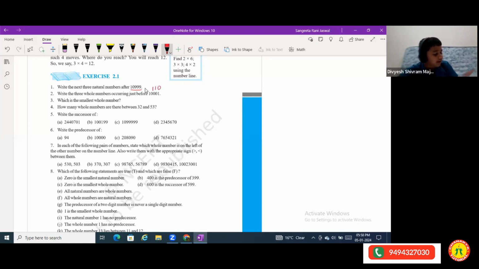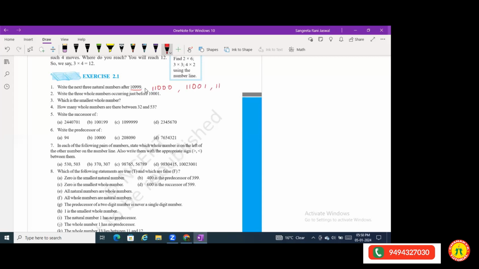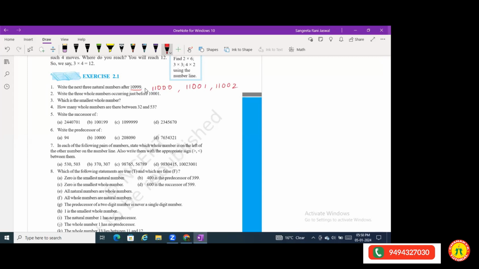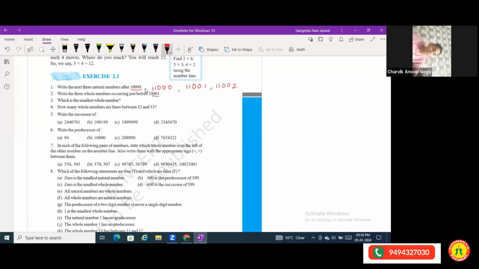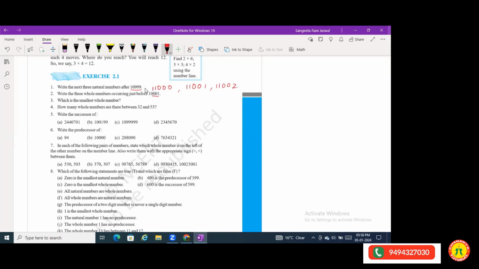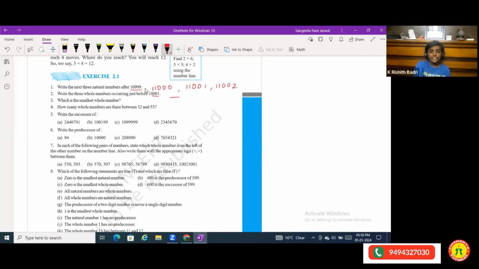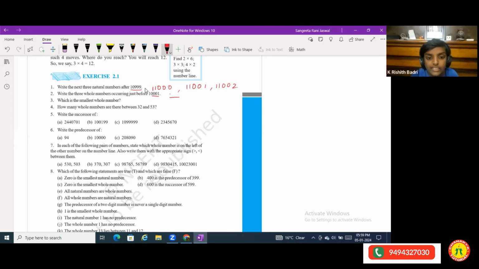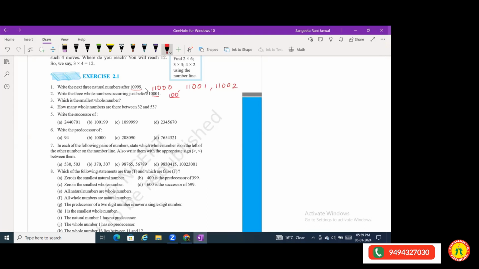11,000, 11,001, 11,002. Okay. Good. Write the 3 whole numbers occurring just before this. Just before this. What are the natural numbers? Give me 3 numbers. Yes, Rishit. What is that? Ma'am, first one is 10,000. 10,000. Yes, good.